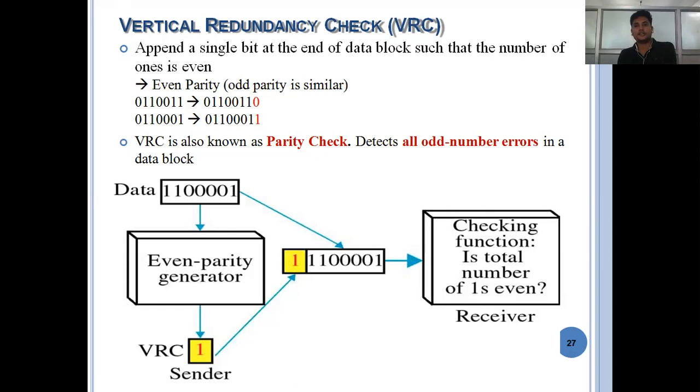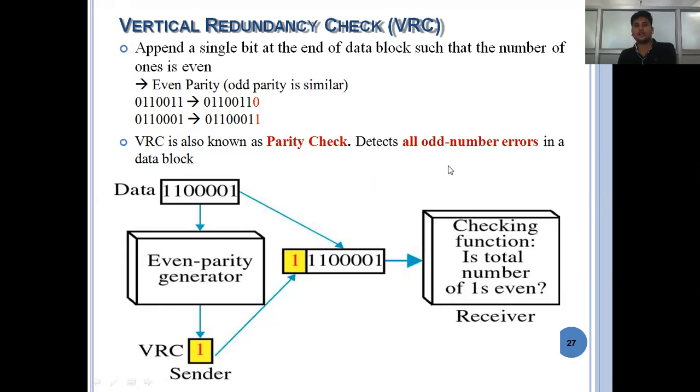If the data already contains an even number of ones, the generator generates 0. Otherwise, if the number of ones is odd, it generates 1 so that the data becomes even parity. The checking function is whether the total number of ones is even or not. So that is the parity checker, or vertical redundancy check technique.